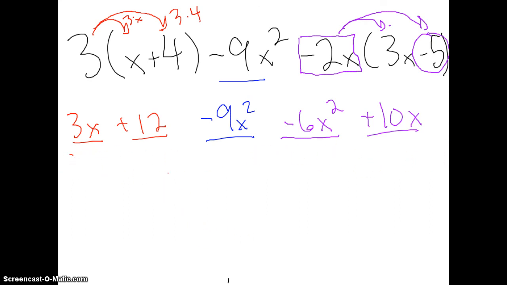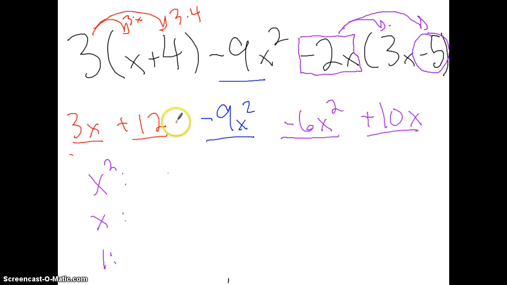So let's keep track of all of our like terms. Well, let's see. I've got the highest order here. This is a square. This is a square. So the highest order is x squared, so I'm going to keep track of those here. And then I've got x here and x here, so I've got some x's. And then I've got a number here, so I'm just going to keep track of the numbers.